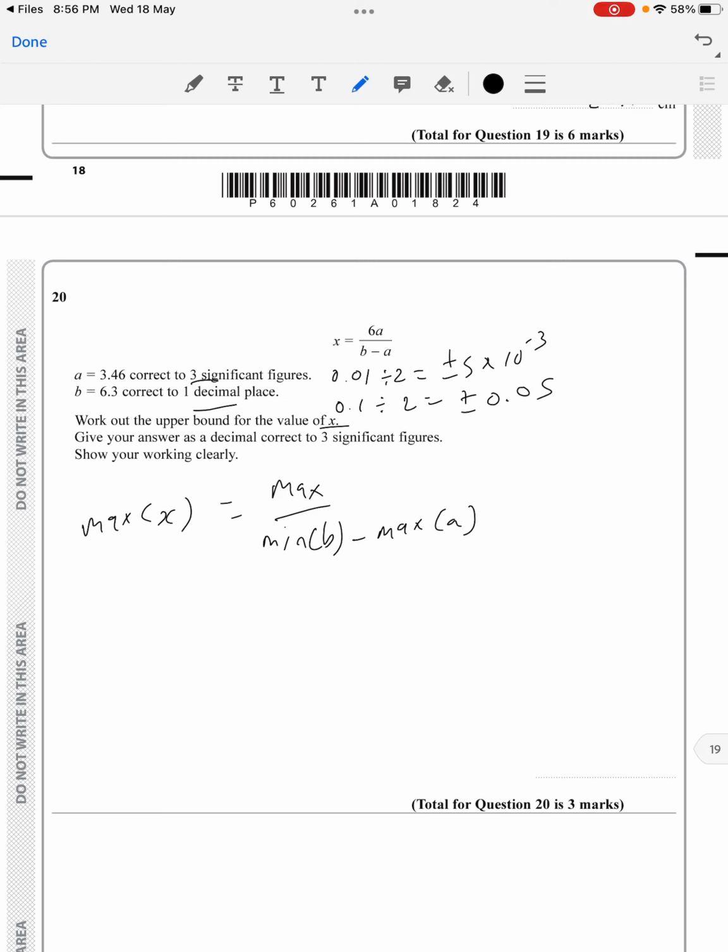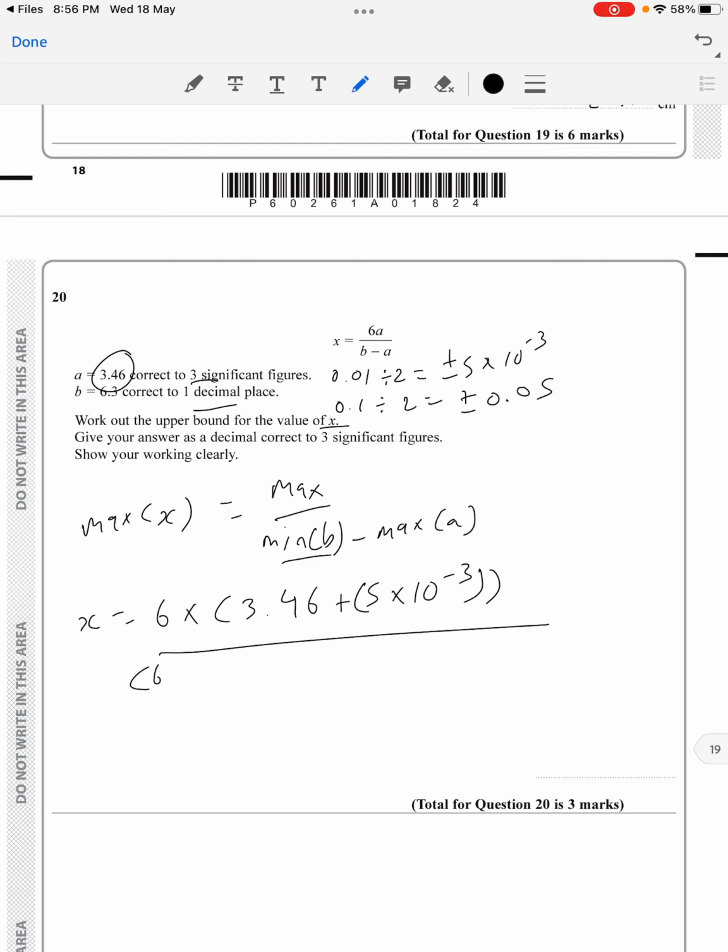Since we know the upper bounds for A and B, we have to do the max of A is equal to 6 times the maximum, that is 3.46 plus 5 times 10 raised to the power minus 3. This should be your value, all divided by the minimum of B.